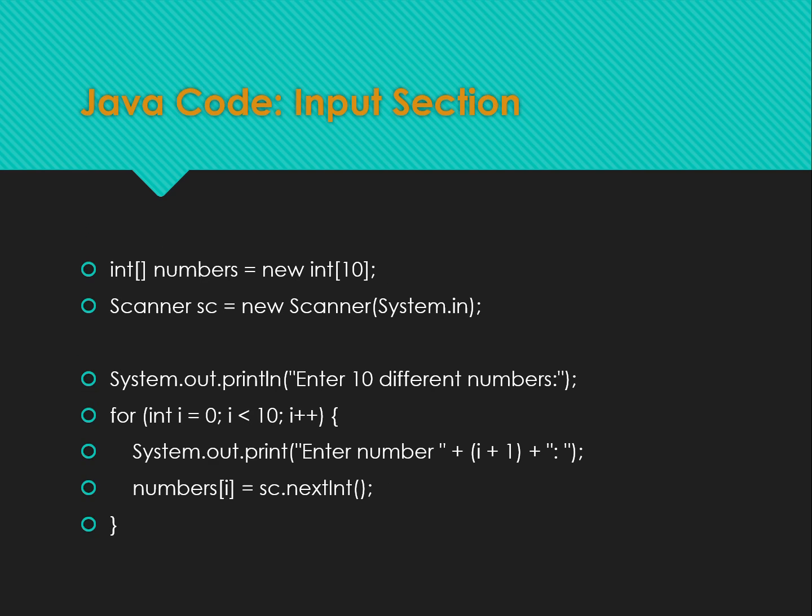This part of the code is used for taking input. We first declare an array named numbers to store 10 integers. Then we create a scanner object to read user input. A for loop runs from 0 to 9, asking the user to enter 10 numbers one by one. Each input is stored in the corresponding index of the array.